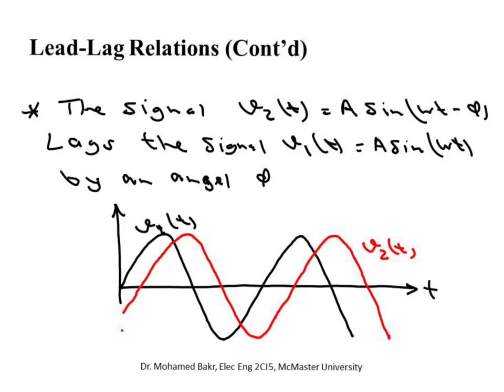This is the red signal. So we can see that the black signal leads the red signal by a certain time corresponding to this phase shift phi. So we say that V1 of t leads V2 of t, or that V2 of t lags behind V1 of t by an angle of phi. The reason, again, is that the peak of the black one appears earlier than the peak of the red one. So the black one leads the red one, or the red one lags behind the black one. We use this concept very often when we discuss phasors to determine the relationships between voltages and currents, as we'll see very soon when we analyze AC circuits.